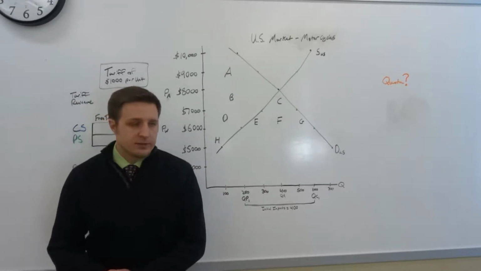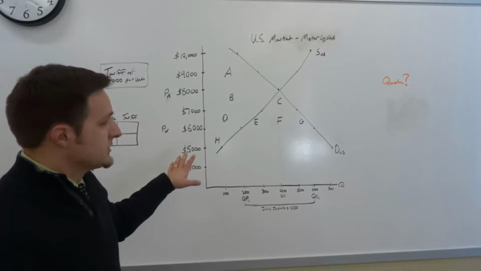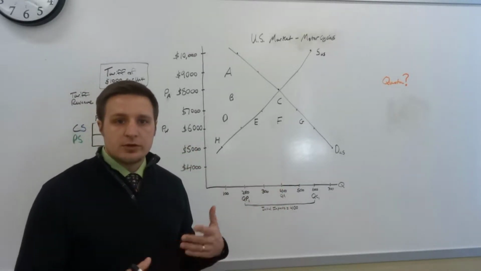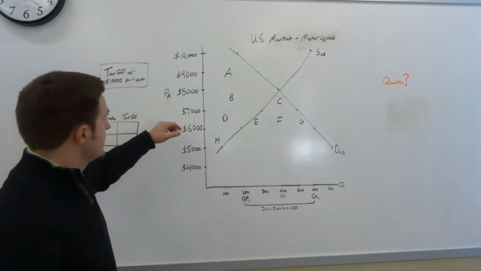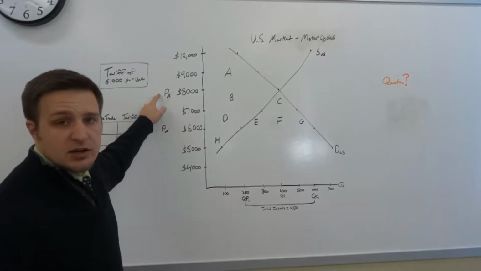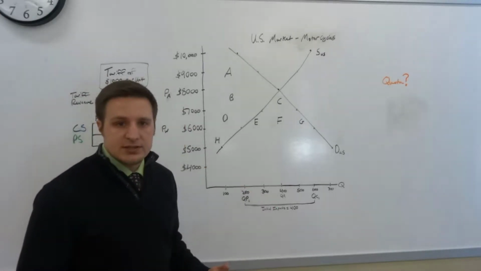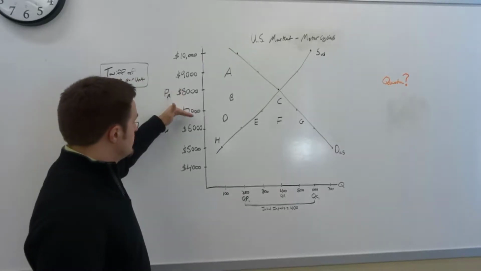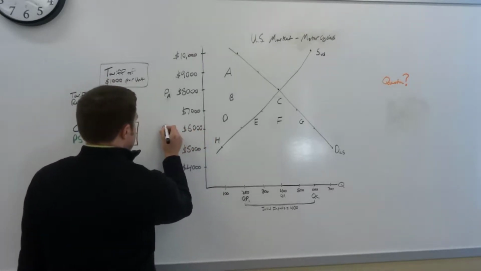Hello everyone, this is Aaron Ensley, and today I'm going to walk you through how to graph a tariff. We're going to start looking at the U.S. market for motorcycles, assuming that they're at free trade, importing from the rest of the world initially. We certainly could start at the autarky price and quantity, meaning there was no trade, but it adds some complication. So I want to assume that they're already engaged in free trade, buying at the world price.